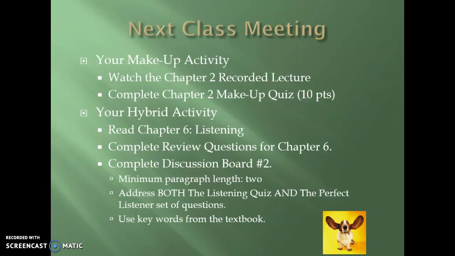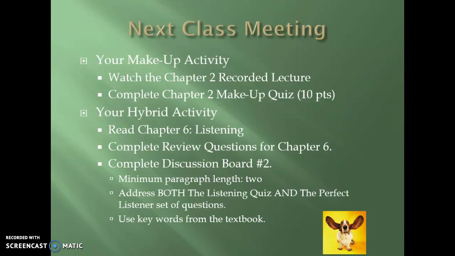Use keywords from the textbook, and please give me examples. So you don't just want to go ahead and say, I might be a time-oriented listener, and that prevents me from listening effectively. Give me an example as to why time orientation may not be the best for you in all situations. So, for my Thursday class, remember, your discussion board number 2 is going to be due on Monday.